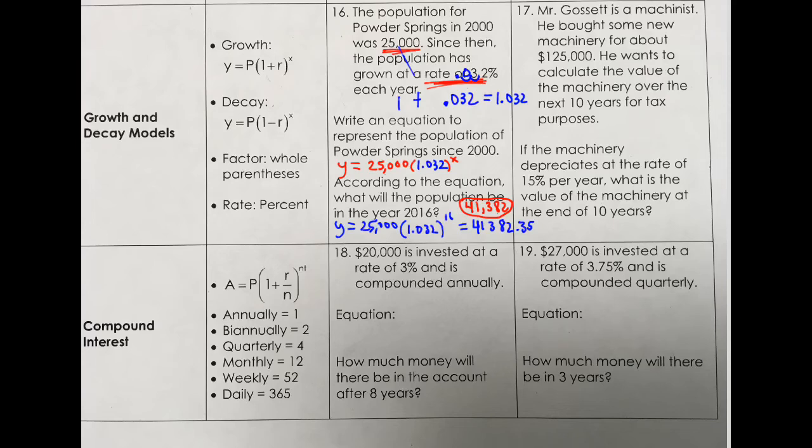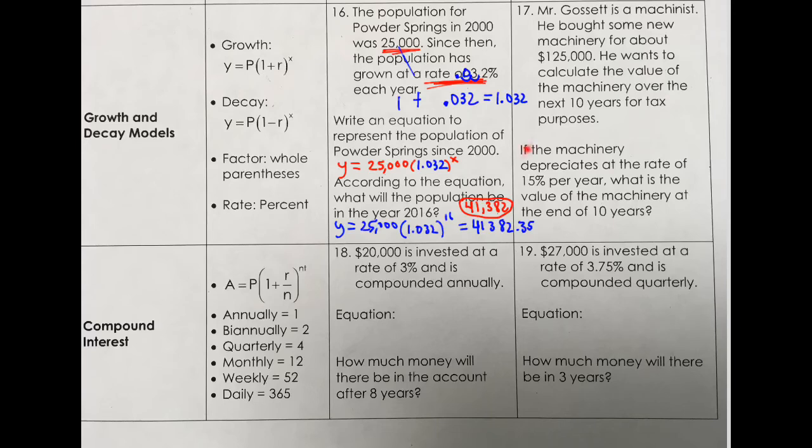Okay, so let's move on to number 17. We got to kick it into gear here because we're running out of time. So 17 says, Mr. Gassi is a machinist. He bought some new machinery for about $125,000. He wants to calculate the value of the machinery over the next 10 years for tax purposes.